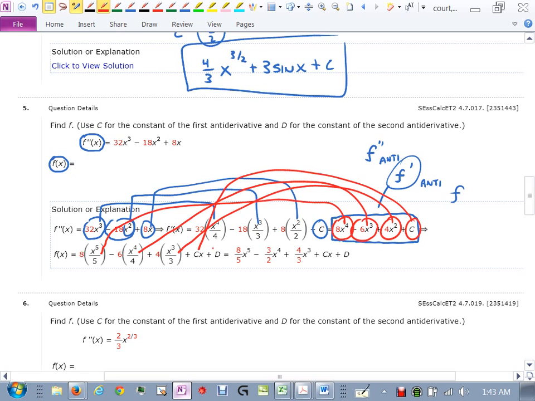And then, because I'm doing antiderivative again, I need to add another constant, but I can't use c because I already used c, so I use d instead. Clean all this up, and you get this right here. Then you're plus cx plus d.